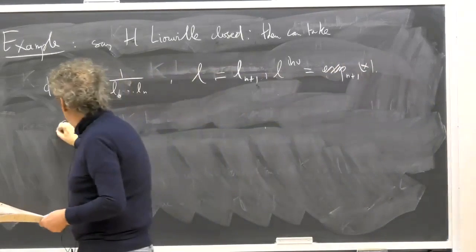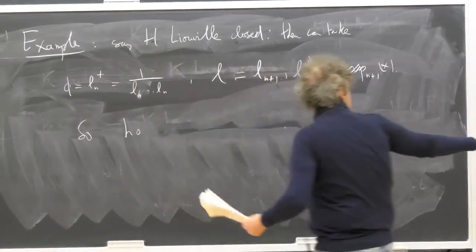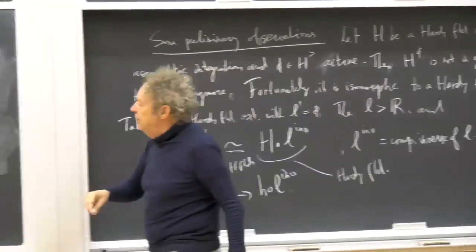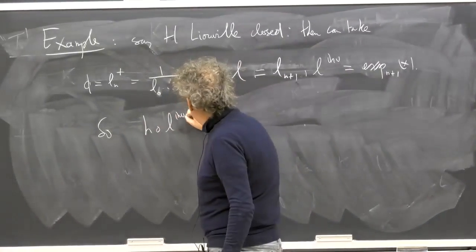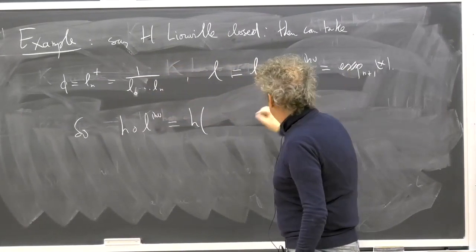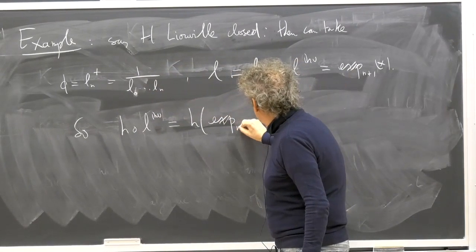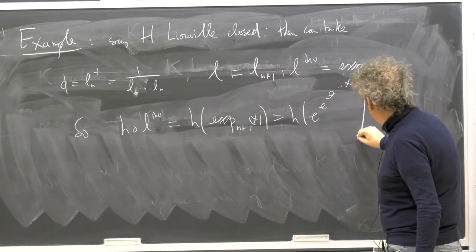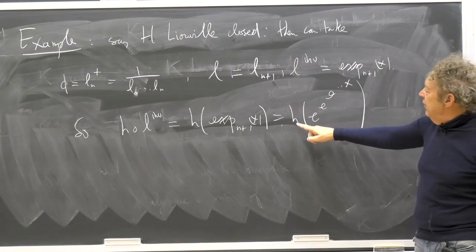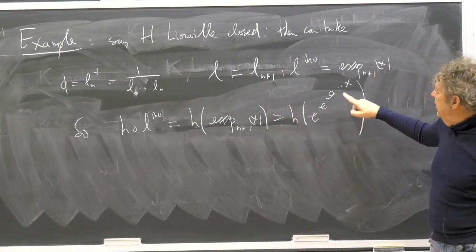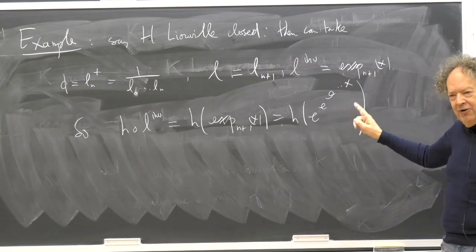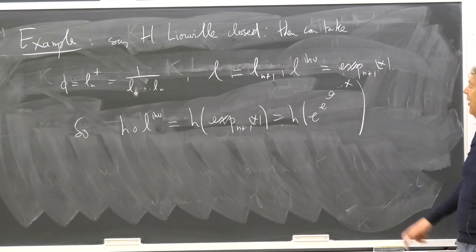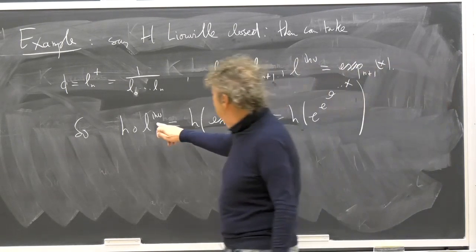And so then what you see is that the element h in this corresponds to h composed with L^inf, where you plug in exp_{n+1} of x. It's h of e to the x. So what you see is that basically you replace h by a very sped up version of h. That's what happens if you do this.